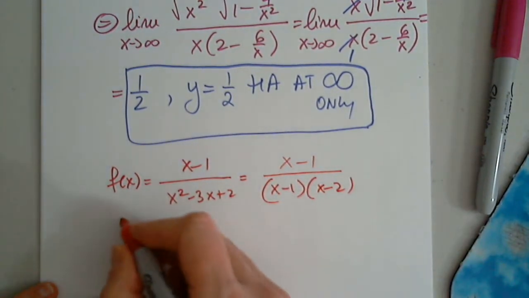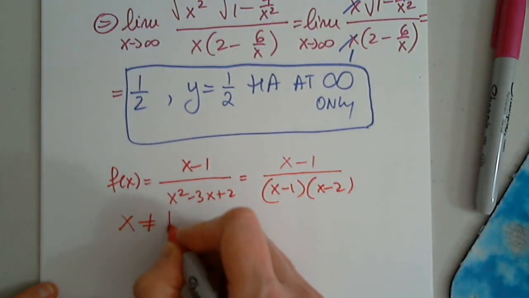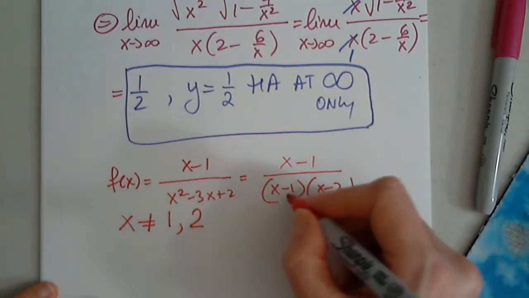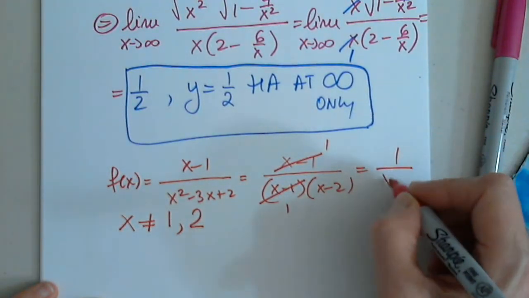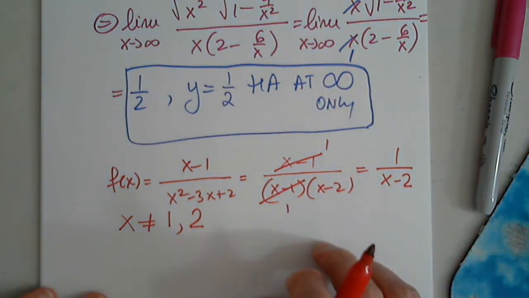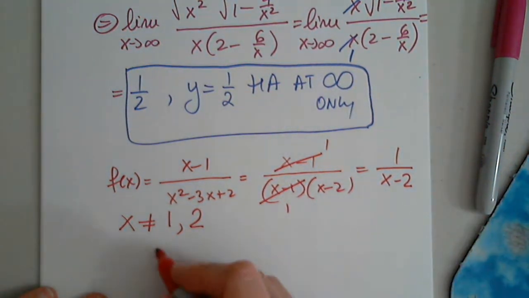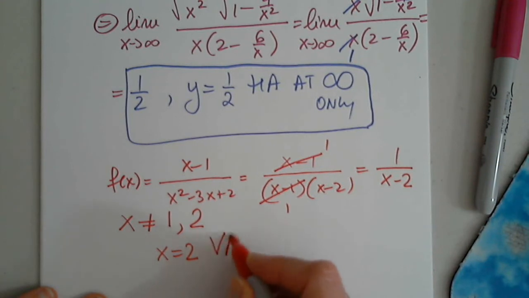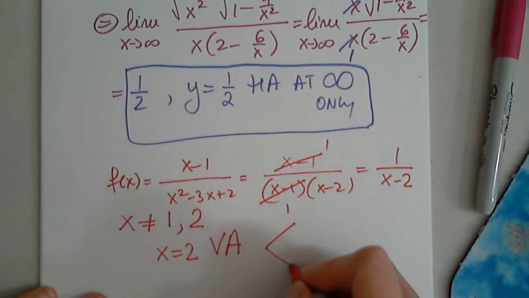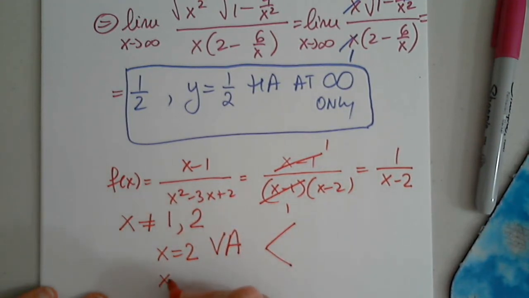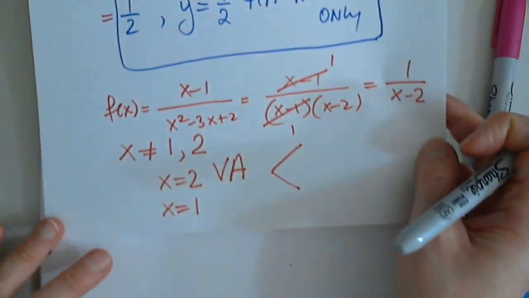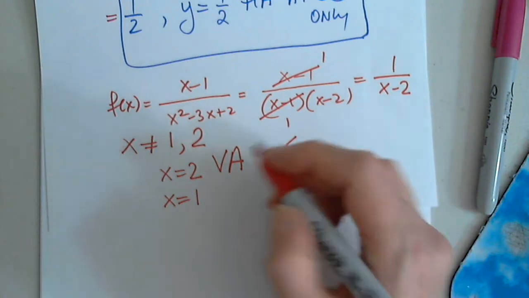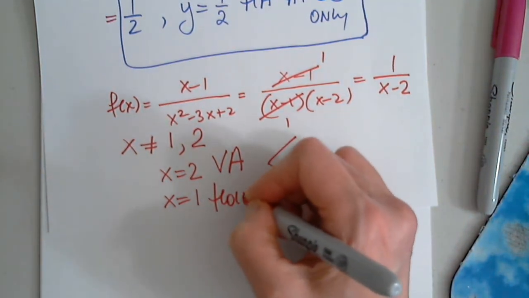Very good. I have to write that x does not equal 1 and it does not equal 2. Only then I'm allowed to do this. And I will write 1 over x minus 2. x equals 2: vertical asymptote, and I will find the limits. But x equals 1, what is x equals 1 in this case? Would it be a hole in the graph? Thank you very much. Excellent.